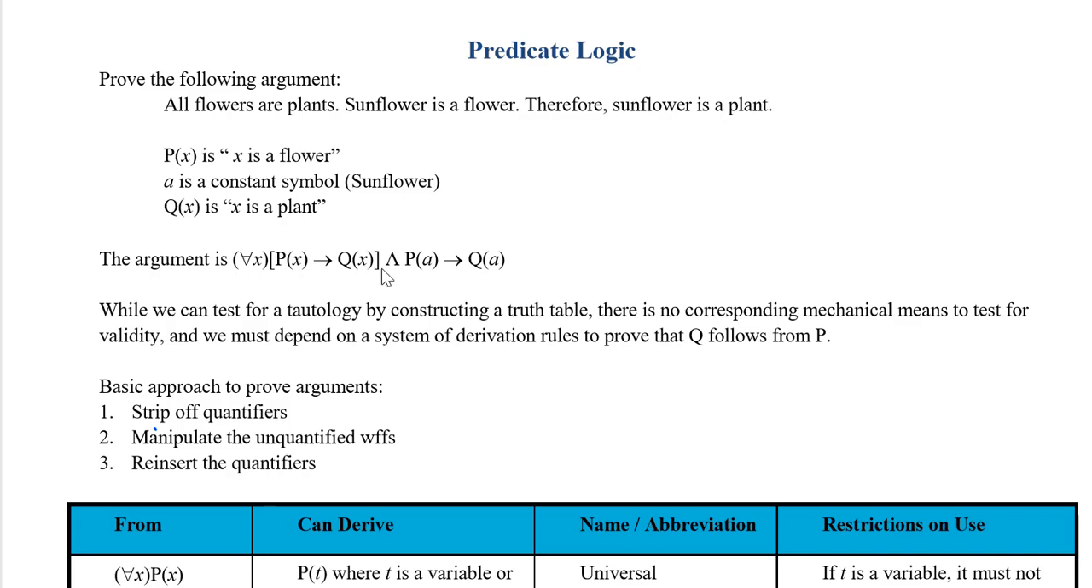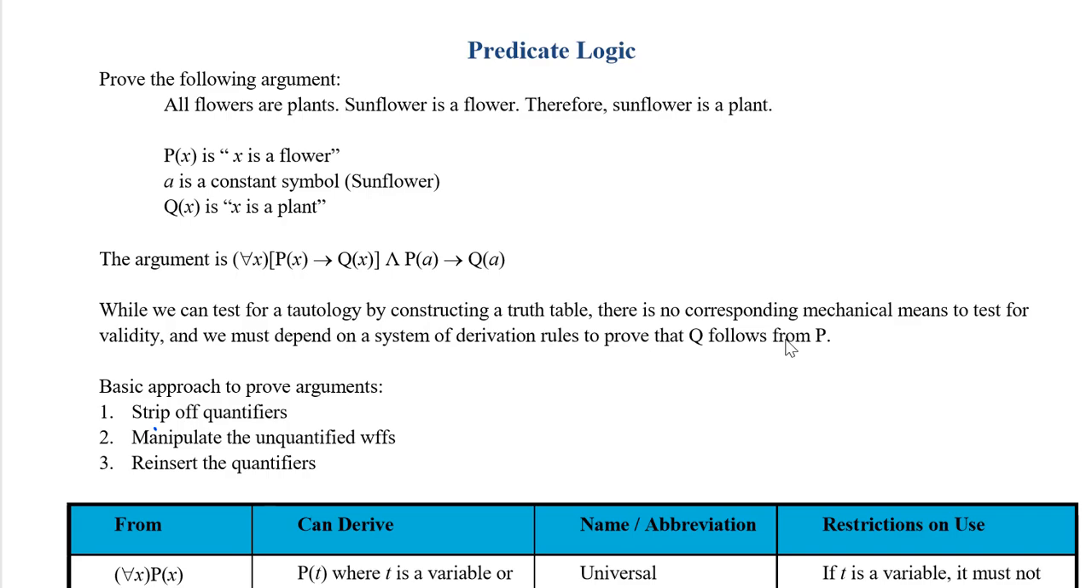So how do we prove this argument? Now here is this argument in symbols, and we can test for tautology by constructing the truth table, and that's what we did in the past. But here there is no corresponding mechanical means to test for validity. Is this argument valid or not? We don't have a table or an algorithm to test for this. So we must depend on a system of derivation rules to prove that Q follows from P.